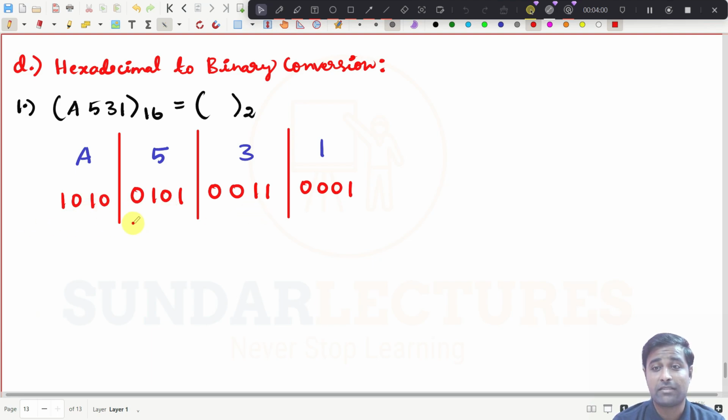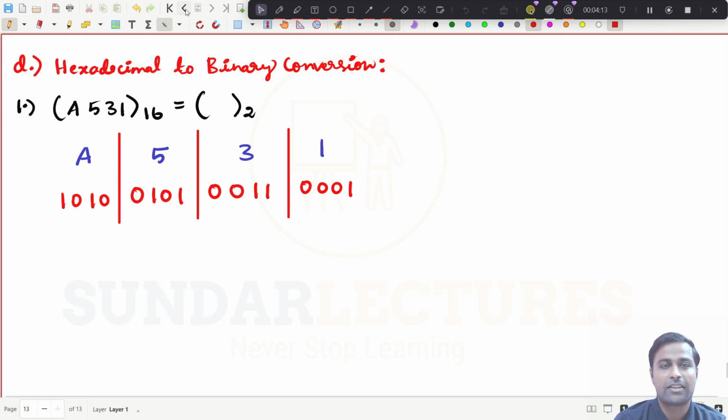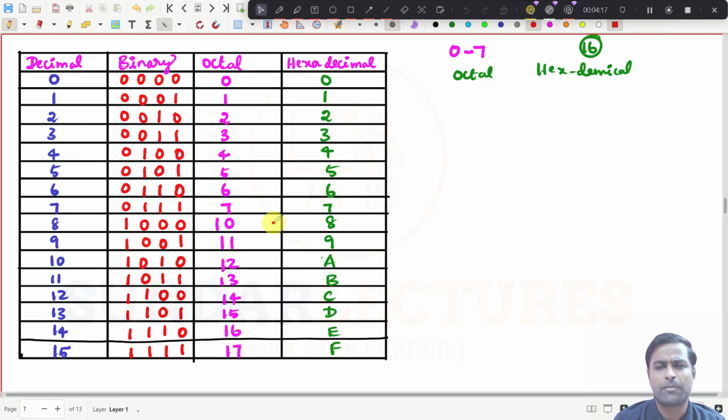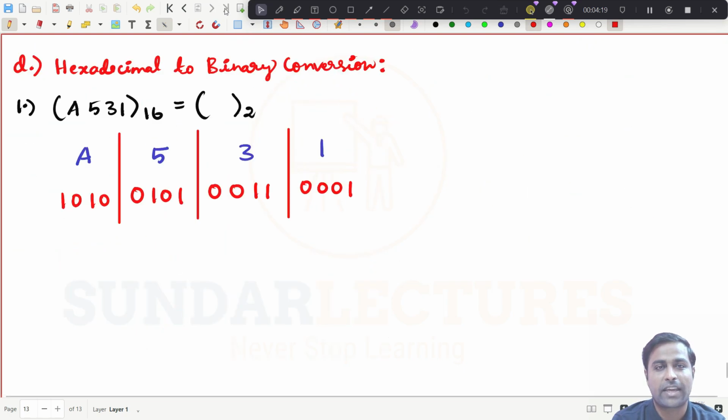That is why I have already told you, if you directly see any hexadecimal value, you have to put the binary directly, 4-digit binaries. That is why I have tabulated this one, right? This is very important. You have to be very careful, right?